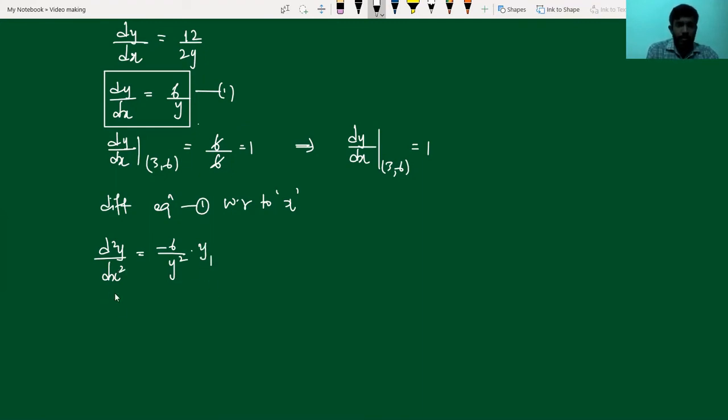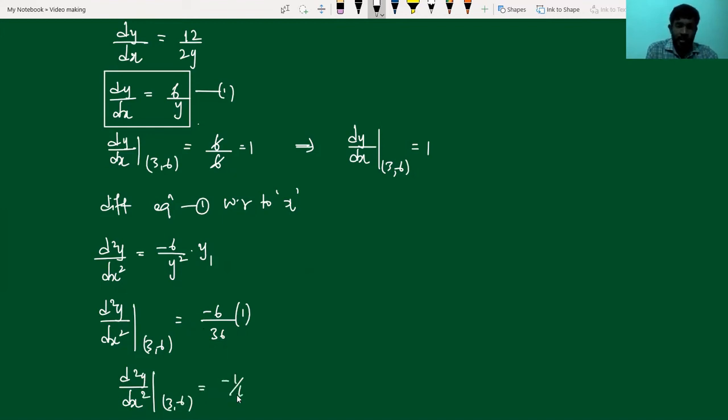So I substitute the point now. It is d square y by dx square at the point (3, 6) is equal to minus 6 times 1 divided by y square. The value of y is 6, 6 square is 36, into y1 at the point (3, 6), which is 1. So this implies that d square y by dx square at the point (3, 6) is equal to minus 1 by 6.